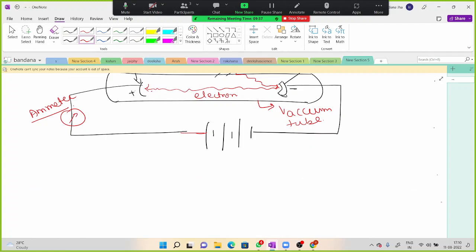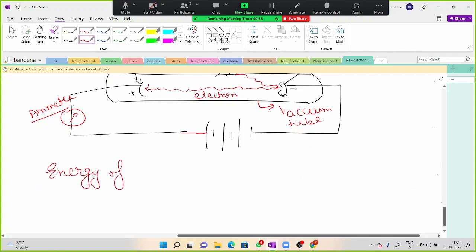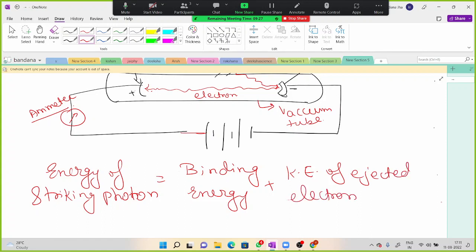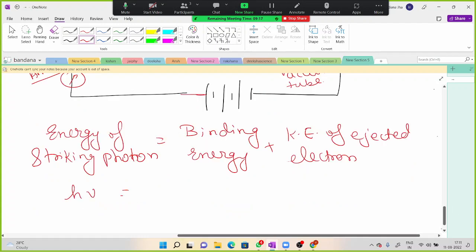So the energy of the striking photon is equal to binding energy plus kinetic energy of ejected electron. Because electrons are moving in the kinetic form, not in the potential form. Because it is moving, it's not stationary. Right? So the formula has become h nu equals h nu naught plus half m v square. Kinetic energy is half m e v square. So this is the formula.